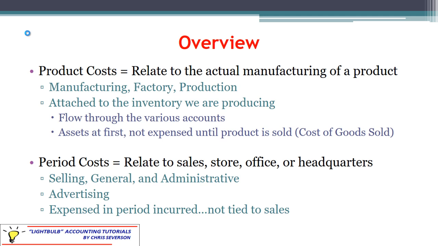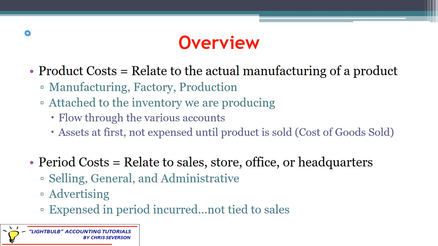From a managerial accounting perspective, any of those costs eventually attach to the inventory we are producing. Going back to the cost of goods sold concept from financial accounting, that's what product costs are. Product costs will flow into cost of goods sold. But they flow through a variety of other accounts first. They generally start off as assets, and we'll talk about the different types of assets. They do not get expensed. So keep in mind, they are costs, but they are not expenses until the product is sold. And that's where cost of goods sold comes into play.